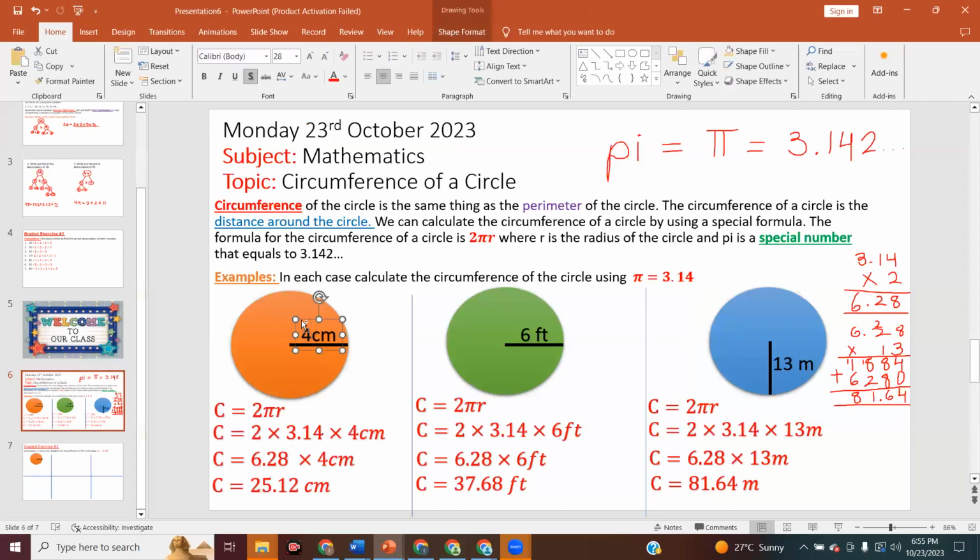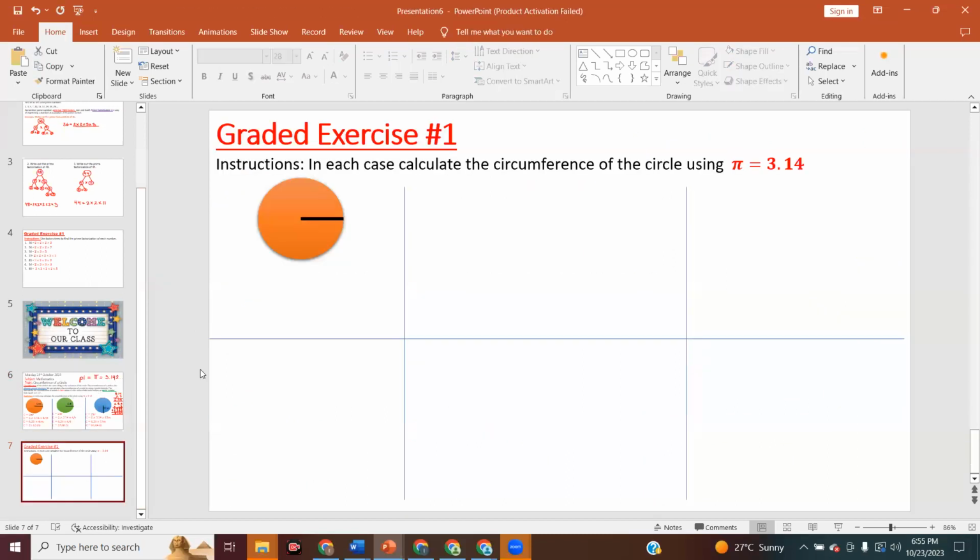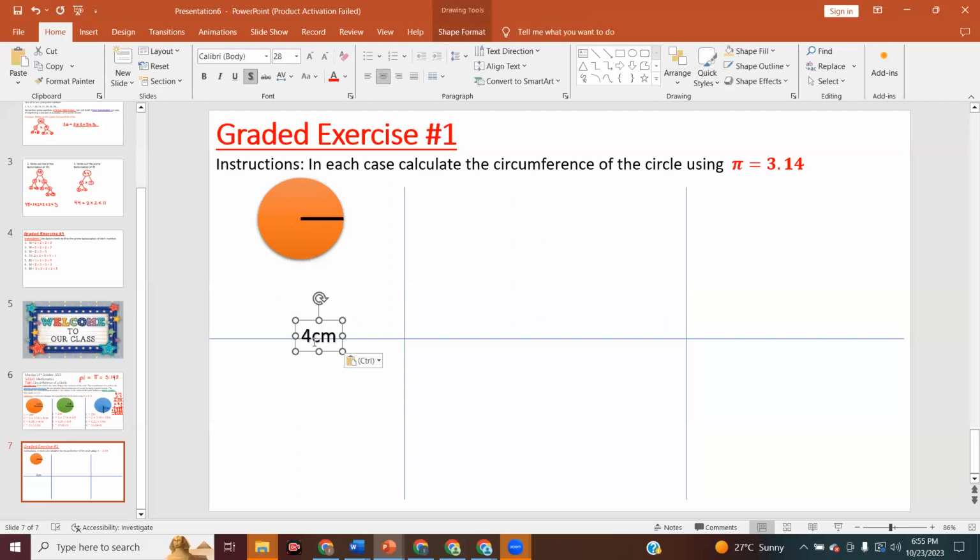So you want to use the formula that I gave you, which is 2 pi r. That formula I want you to use, 2 pi r, where pi is equal to 3.14. Let's use 7. It's number 1. Number 2.